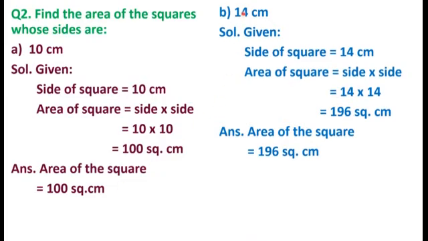Next one you see, when the side is 14 centimeter. So first of all let us write what is given, that is side of square. Side of square is equal to 14 centimeter. So area of square will be side into side. So that is 14 into 14, we are getting 196 square centimeter. So area of the square is equal to 196 square centimeter.